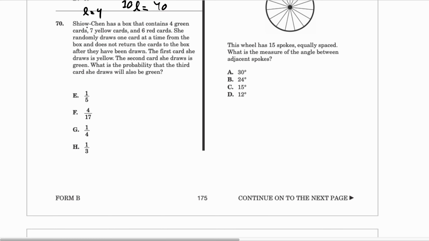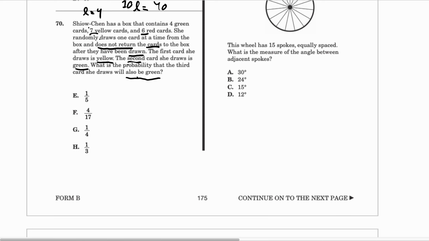So Xiao Chen has a box that contains 4 green cards, 7 yellow cards, and 6 red cards. She randomly draws 1 card at a time from the box and does not return the cards to the box after they have been drawn. Okay, so she's not replacing the cards after they've been drawn. The first card she draws is yellow. The second card is green. And what is the probability that the third card will also be green?